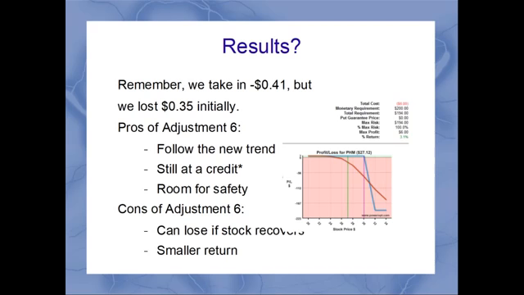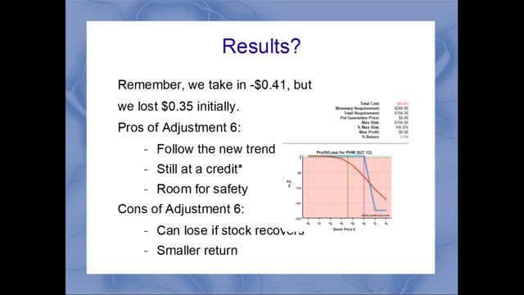But the pros of adjustment number 6, what are you doing? You're following the new trend. Your stock has moved bearish. You're going to go into a bearish position. Still at a credit, but as I discussed with 3, it also applies to adjustment 4, rolling down the entire spread, or even creating a condor.